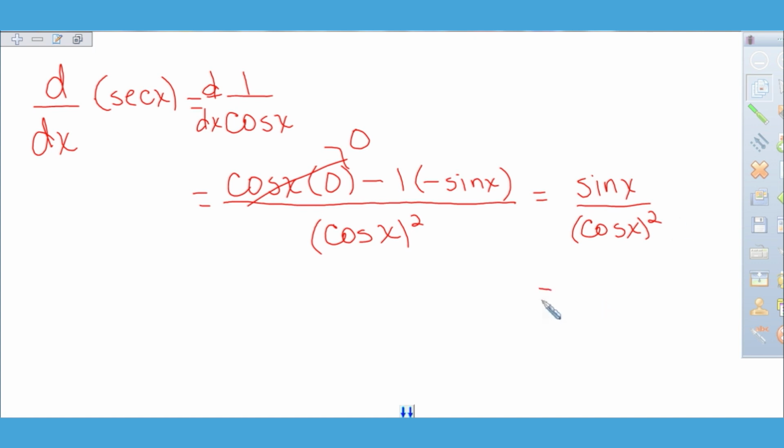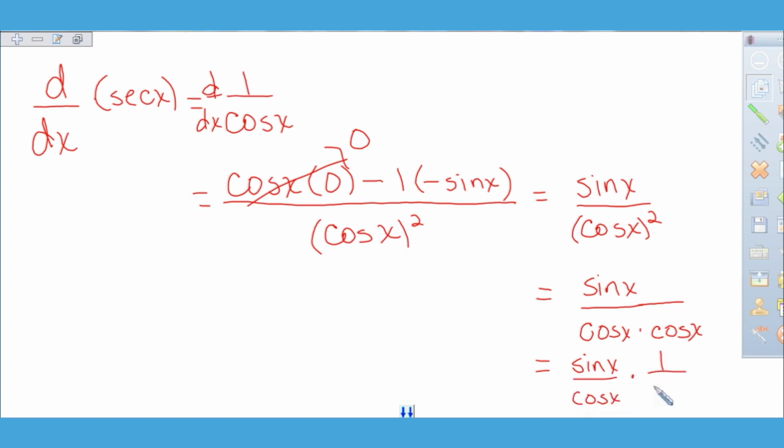What people normally do to get a cooler answer is they rewrite cosine squared as cosine times cosine, and they split these up so they get sine over cosine and 1 over cosine. And so that means that the derivative of secant x is sine over cosine, which is tangent x, times 1 over cosine, which is secant x.